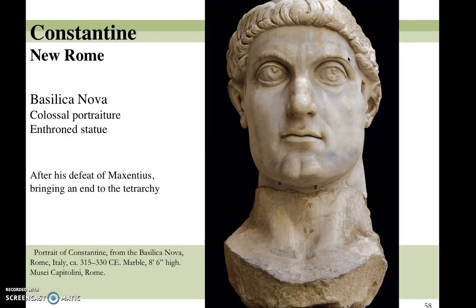And so our last portrait to look at is of Constantine. So this is the New Rome. This is after the Tetrarchy, which we'll talk a little bit more about in the next chapter. And this colossal portrait was made by Constantine for his Basilica Nova. He is enthroned in this statue. It is something that was created after his defeat of Maxentius and the changeover from the Tetrarchy to single rule.